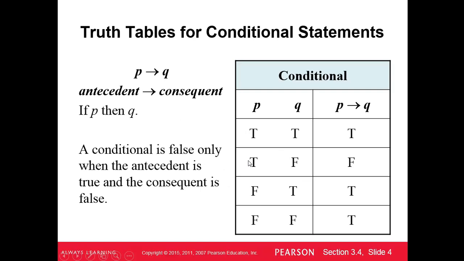In other words, the if part, the antecedent, was true, and the consequence should have logically followed and also been true, and it wasn't. So true to false is false. Any other time, they're true.